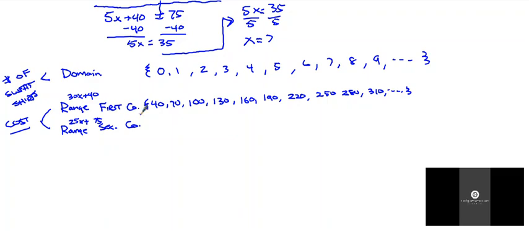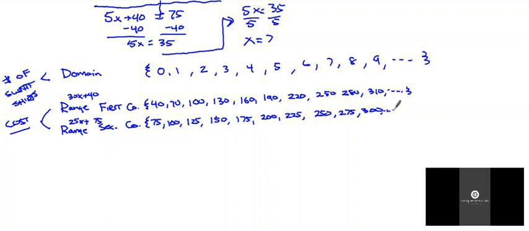Okay. For the second company, we started at 75. Then we went up by 25s. So 75, 100, 125, 150, 175, 200, 225, 250, 275, 300, dot, dot, dot. Okay? So those are the domains and the ranges. And these tell you what it means in context.